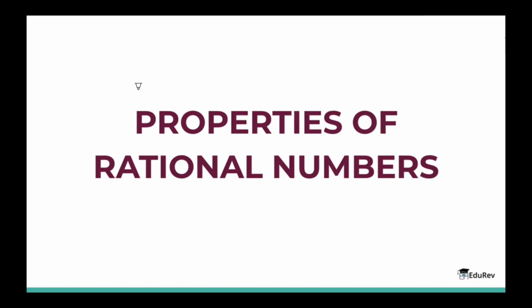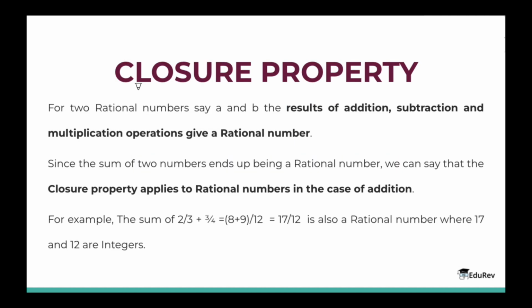Now let's move further and study the properties of rational numbers. So the first property which we need to study is the closure property of rational numbers. So for two rational numbers, say a and b, the results of addition, subtraction and multiplication operations give a rational number. Now since the sum of two numbers ends up being a rational number, we can say that the closure property applies to rational numbers in the case of addition.